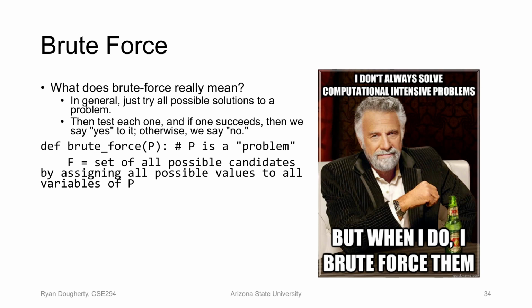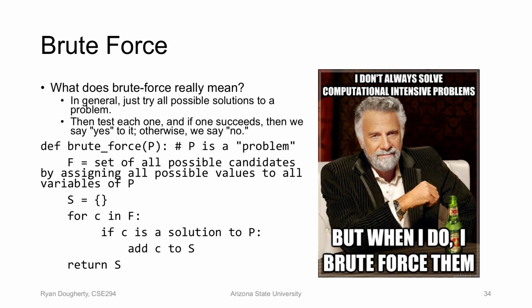Find the set of all possible candidates, then we iterate through each one, and what I'm going to call S is going to be the set of candidates which do solve the problem. So for every candidate C in this list of possible solutions to the problem, if C is a solution to the problem, which we can verify by testing a procedure on the problem, then we add the particular candidate to this set of solutions that I'm currently storing, and then return the set.